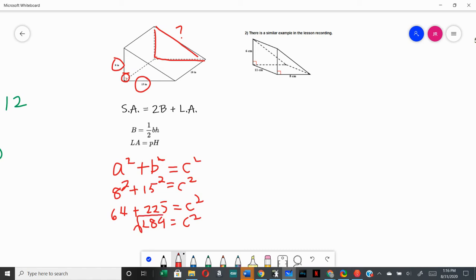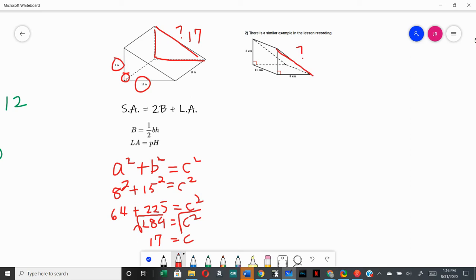And you can use a calculator. I don't need a calculator for this one because I have this one memorized. Square root of 289 is 17. So now I have all my sides. So you're going to have to do that step first on this one to find that side. You need to know that to start with, apply the Pythagorean theorem.